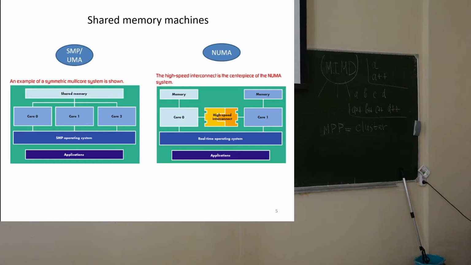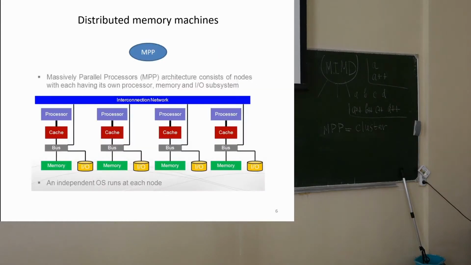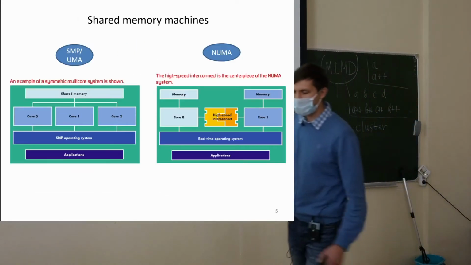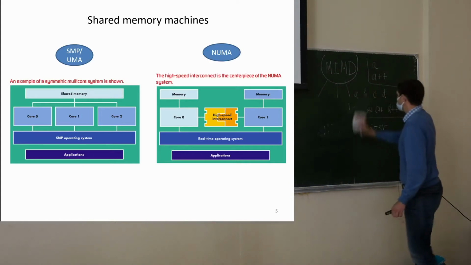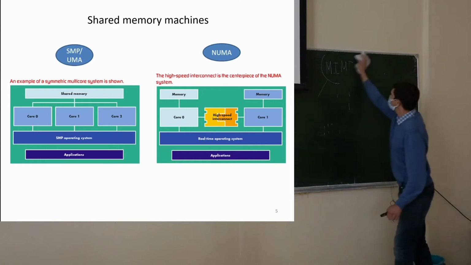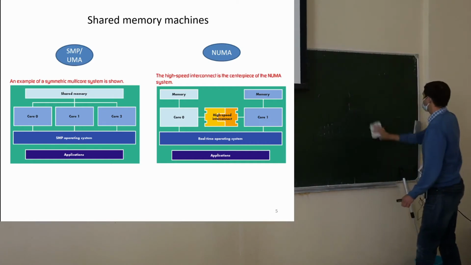For example, we can divide the number of cores into two parts. One part is linked with its memory. Another part is linked with its memory. So, I think we can make a picture like this. It will be even better.